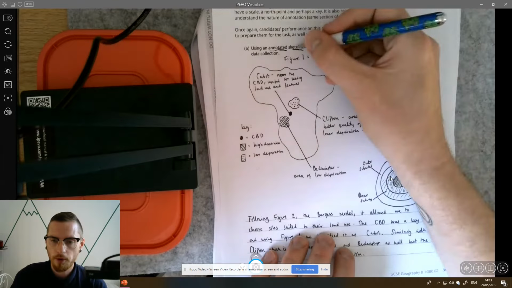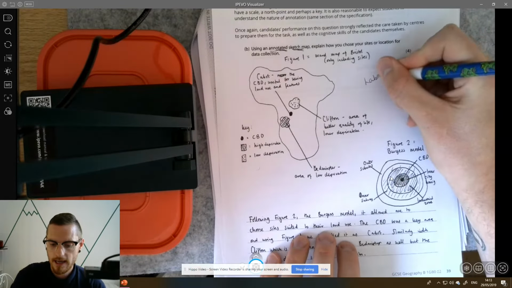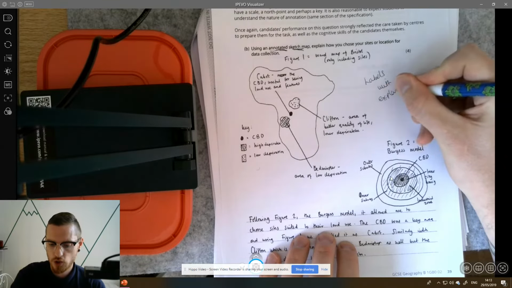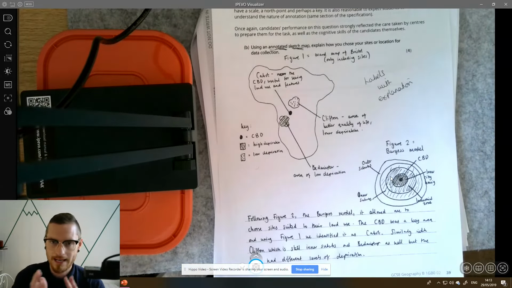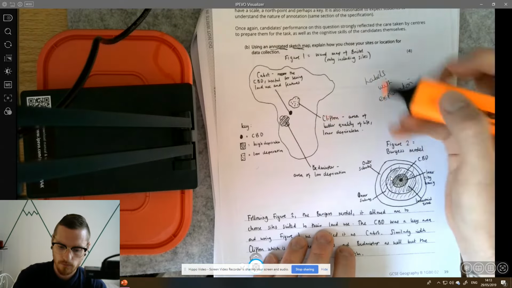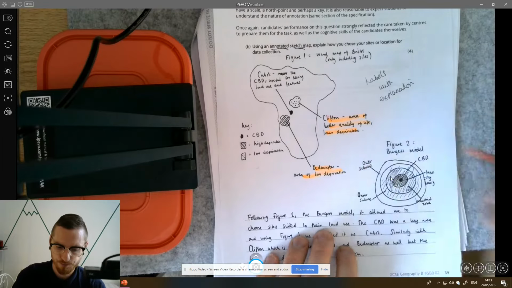All I want to point out here is annotations means labels with explanation. So this is a student response from last year's exam that the exam board have used as a model answer. Here you can see that this student is explaining in their labels.